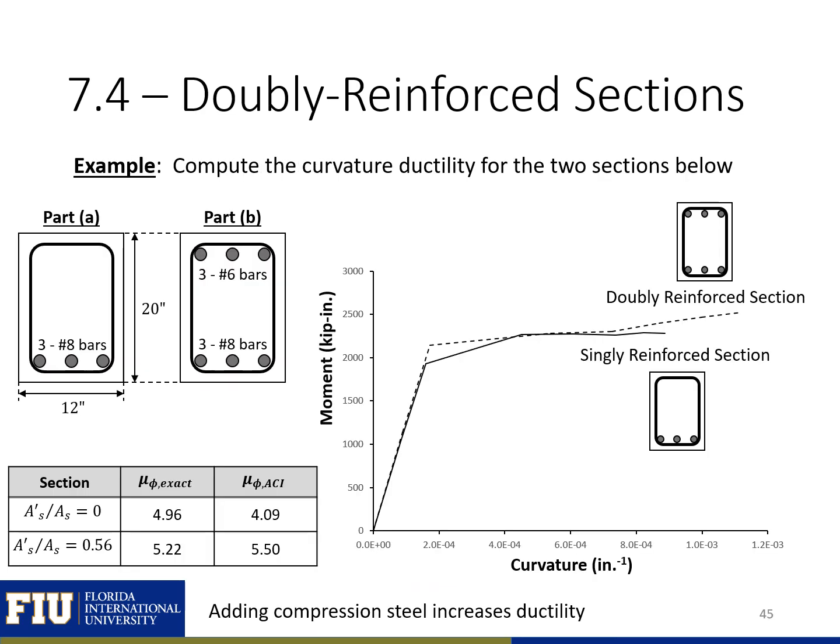Here we can see the comparison between our singly reinforced and doubly reinforced section. You can see that our doubly reinforced section is going to have an increased ultimate curvature, which will increase our curvature ductility, both in using computer software and also using the ACI approach. We can see in this example, we're going to get some more pronounced benefits when we use our ACI approximation. But in general, adding compression steel is going to increase our ductility.